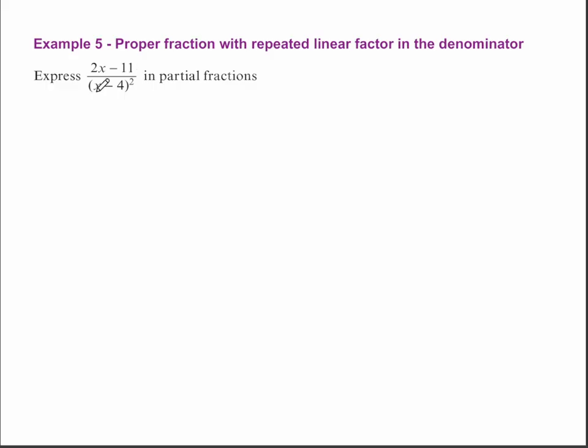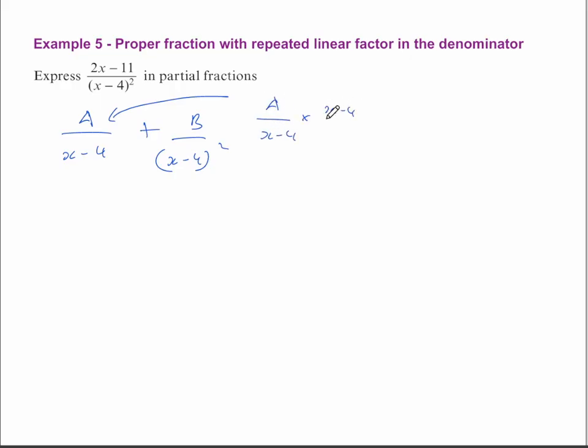So we have (2x - 11) over (x - 4) squared. This is case 2. And this is going to be expressed as A over (x - 4) plus B over (x - 4) squared. And obviously when you add these two, what happens is you want to multiply by (x - 4) over (x - 4) here. So A over (x - 4) times (x - 4) over (x - 4). And then plus B over (x - 4) squared.